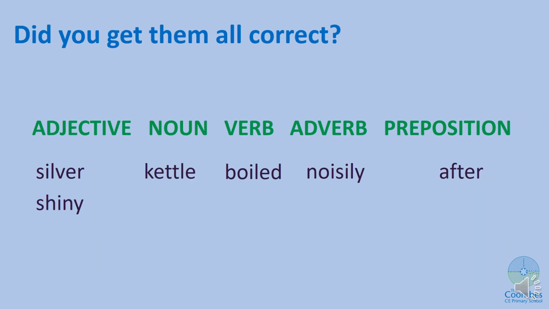So, did you get them all correct? Let's have a look. Silver and shiny are both examples of adjectives. Kettle is a noun. Boiled is a verb. Noisily is an adverb, and after is a preposition. Well done if you got them all correct.